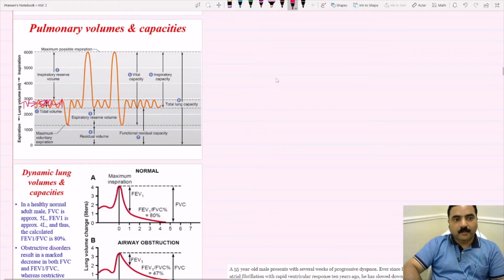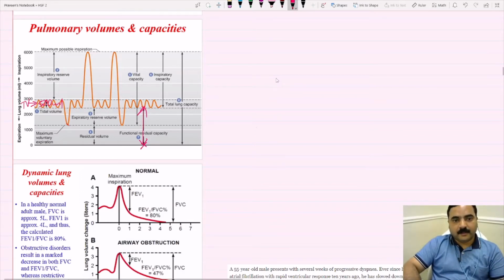The volume of air that remains in the lung after the tidal expiration, from this point to this point, is called the functional residual capacity. That is the normal volume of air that remains in the lung, which is around 2.4 liters, or 2.2, 2.3, that's the normal range in which you will see the functional residual capacity.